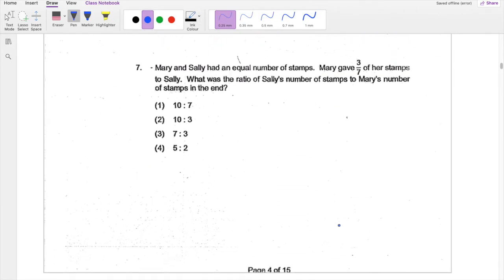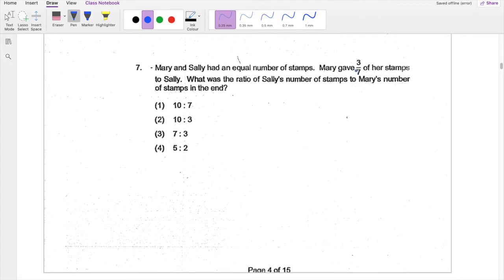Okay, let's see question 7. Mary and Sally had an equal number of stamps. Mary gave 3/7 of her stamps to Sally. What was the ratio after? Normally when we have a ratio problem, we try to make things easier. We see that Mary gave 3/7 of her stamps, so we can define Mary as having U.